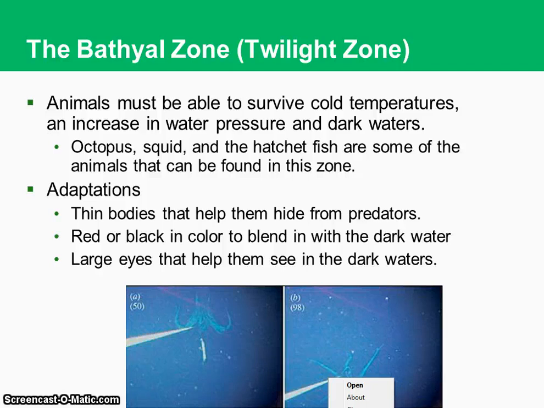Animals must be able to survive cold temperatures, an increase in water pressure, and dark waters. This is where you'll find your octopus, squid, and the hatchetfish. These are some of the animals that are found in this zone. Adaptations: thin bodies that help them hide from predators, red or black in color to blend in with the dark water, and large eyes that help them see in the dark.